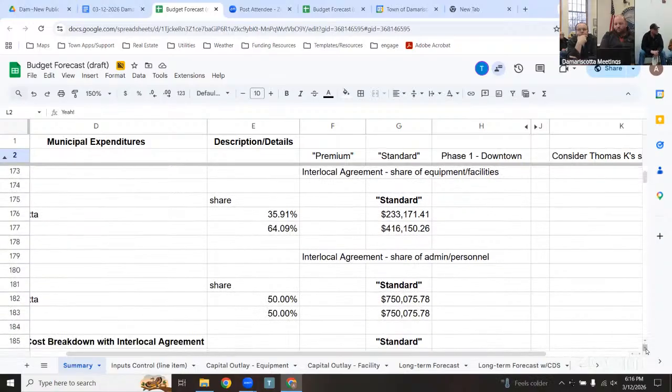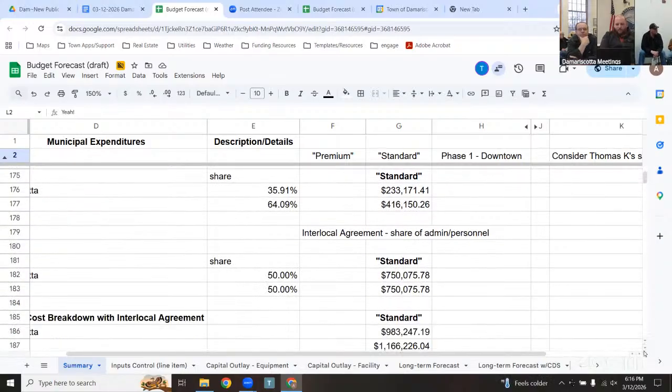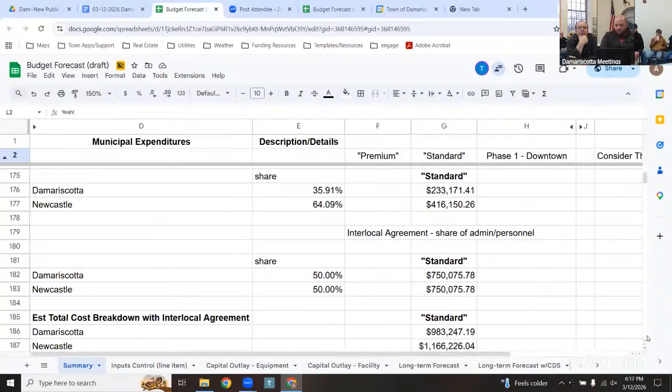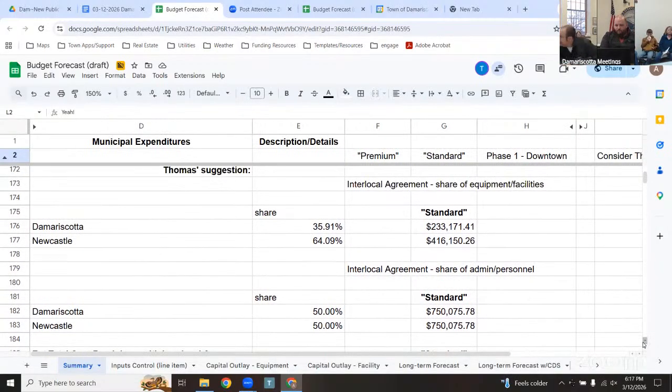So I need to back out of it. Go back up a little bit, just a little bit more. It brings those numbers into a little bit more of a realistic spot.